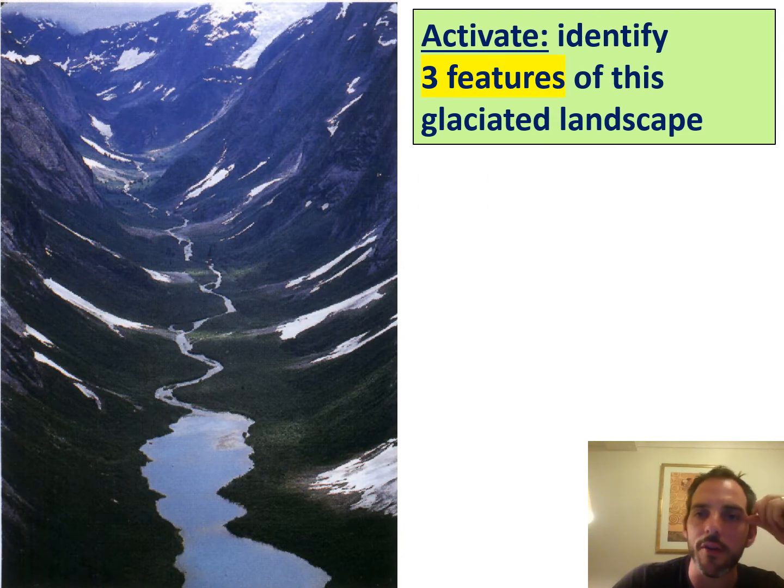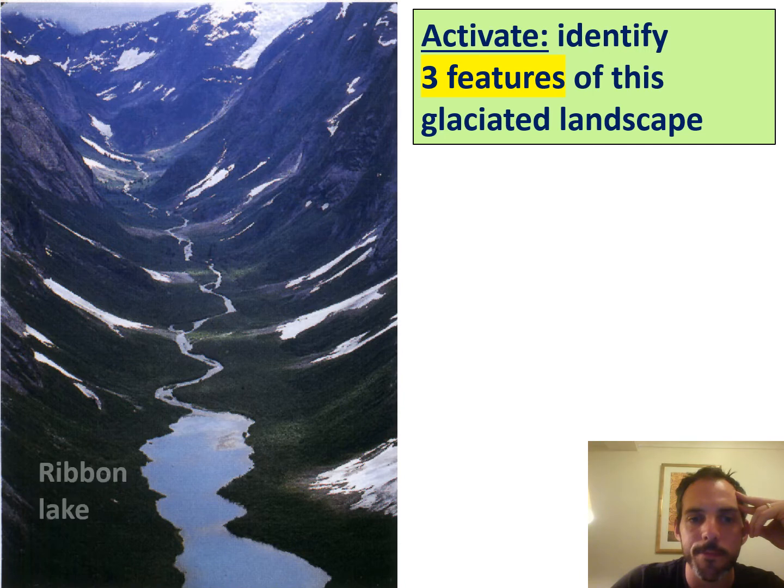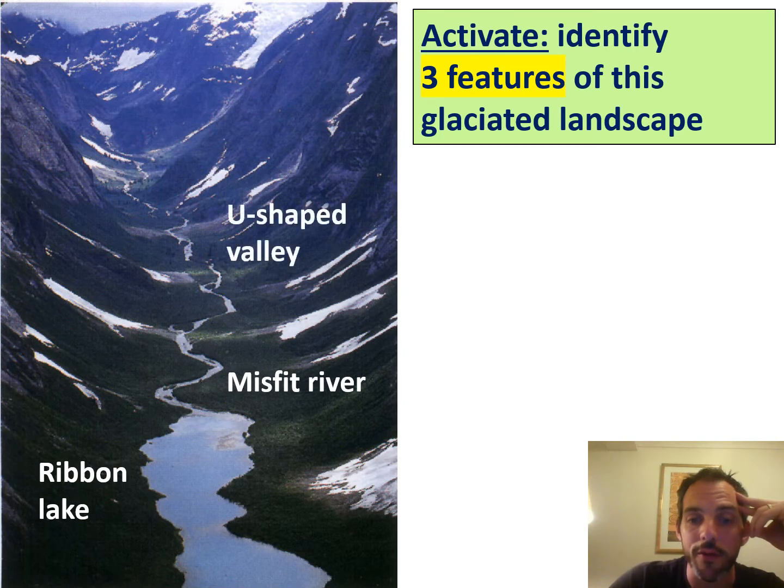I just want you to look at this incredible photo of the Lake District. I want you to see if you can identify 3 features of this landscape. We have a ribbon lake there. There's your misfit river or misfit stream. And the whole thing itself is a U-shaped valley here.